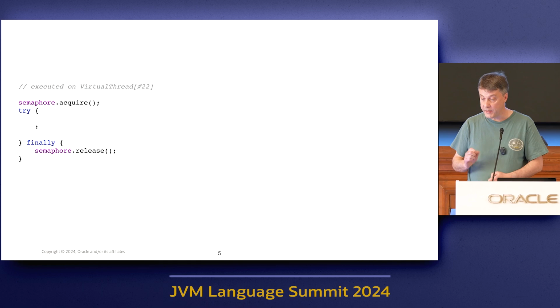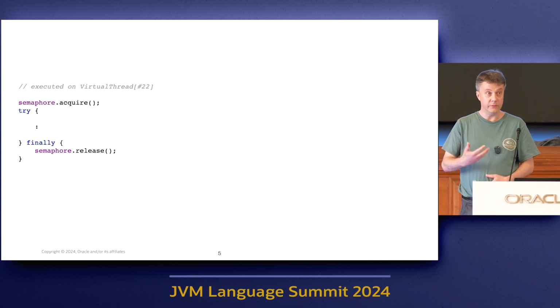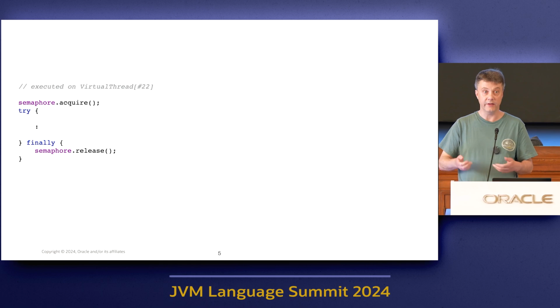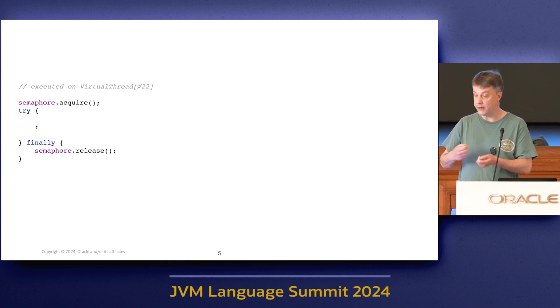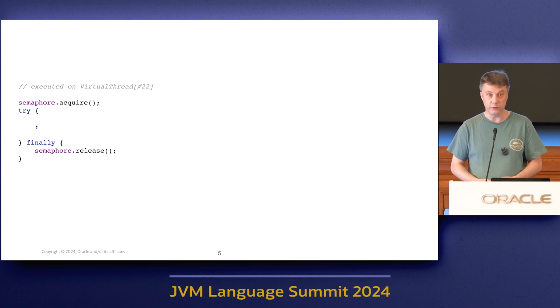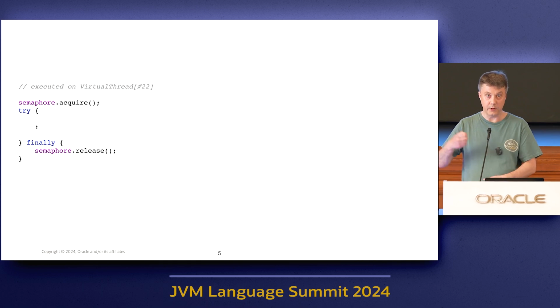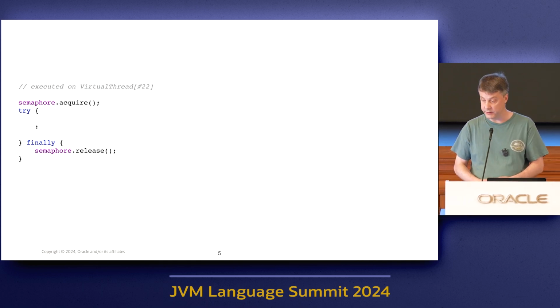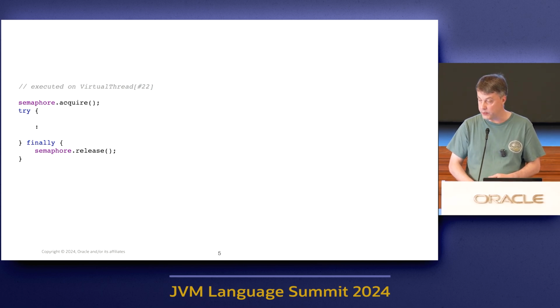What we have in this example is a semaphore, which is very simple. A semaphore has a number of permits. It has an acquire and a release, to acquire a permit and release it back. You typically use it in a structured way in a try/finally. So let's see what happens when we execute this.